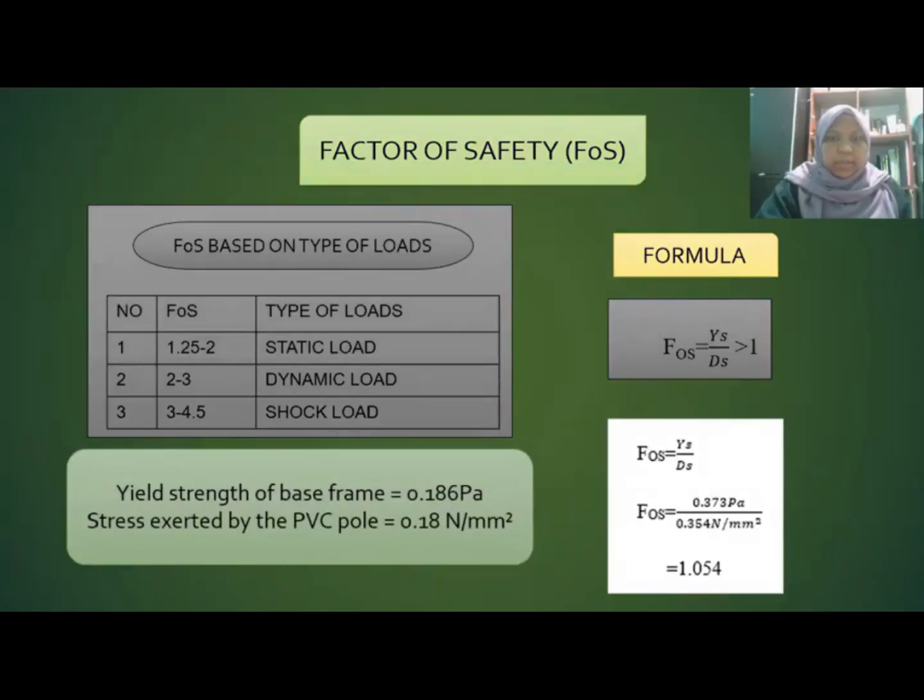Okay, factor of safety. It is used to express how strong a product is when a heavier load is exerted on it. For our product, it is used to measure the reliability of the appropriate design of the product. This is the formula to calculate the factor of safety, where S equals yield strength and the other S stands for stress, or actual stress. We put our values of the base frame and the PVC pole inside the formula, and then we got the answer, which is 1.054. Hence, our product is safe to be used because it is bigger than 1.